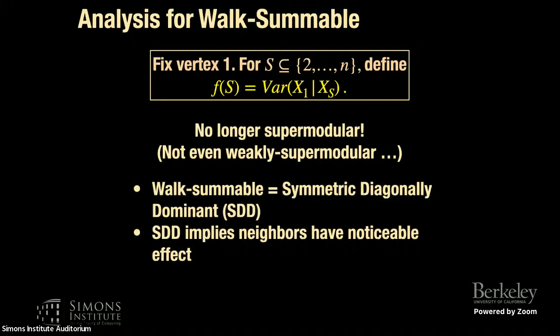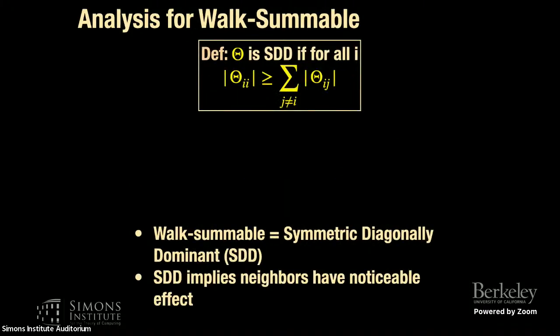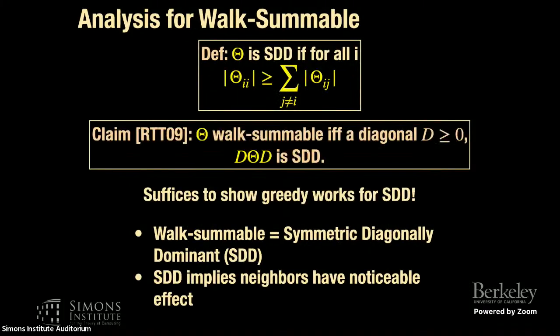And here we use a connection to symmetric diagonally dominant matrices. And the punchline is that for walk-summable models, under some suitable normalization, knowing a single neighbor gives you a lot of mileage in figuring out the entire neighborhood. Okay. Let me illustrate this, and I'll skip this for now.